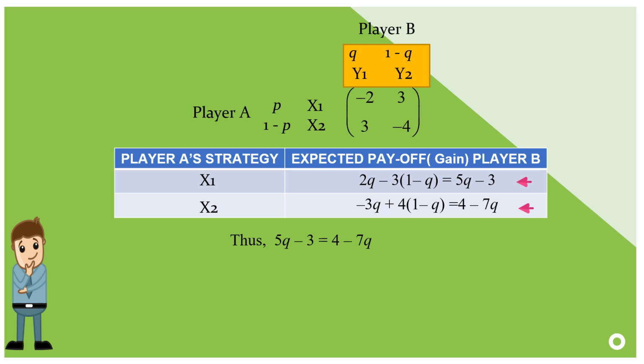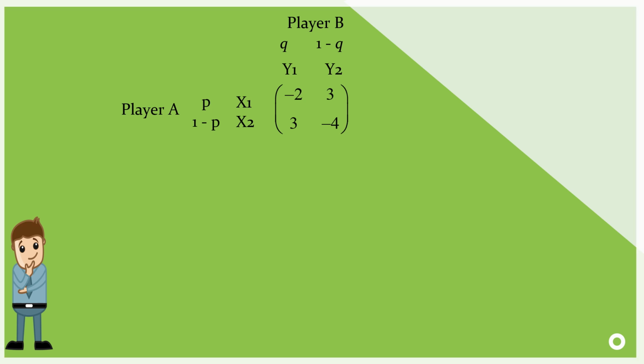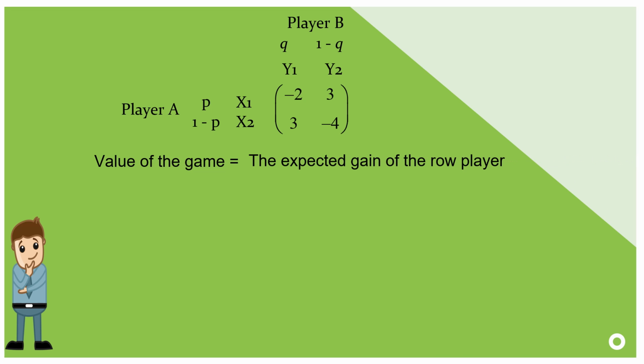Equalizing, we have Q equals 7/12. Therefore, the optimal strategy for player B is 7/12 and 5/12. So, the value of the game is equivalent to the expected gain of the row player, which is 7P minus 4. Substitute P equals 7/12, we have 1/12.